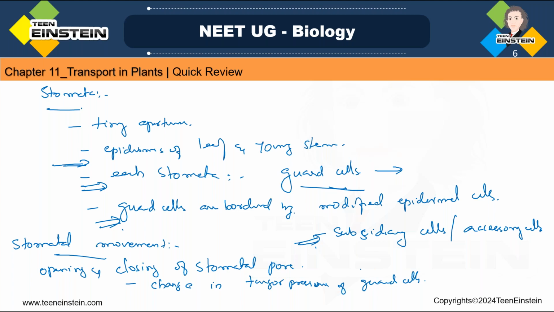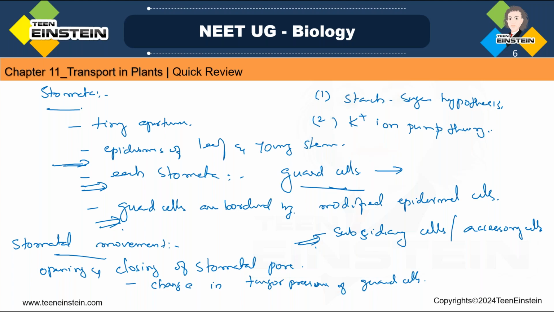And there are two main hypotheses regarding the mechanism of stomatal opening and closing. The two main hypotheses are the starch sugar hypothesis, and the second one is the K plus ion pump theory, the potassium ion pump theory. Okay, K plus ion pump theory.